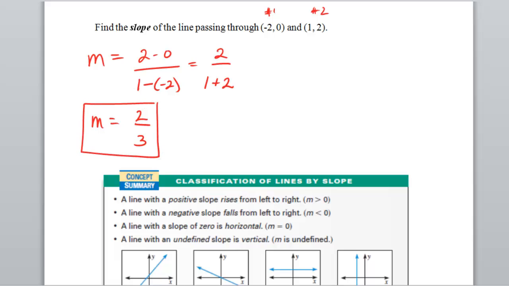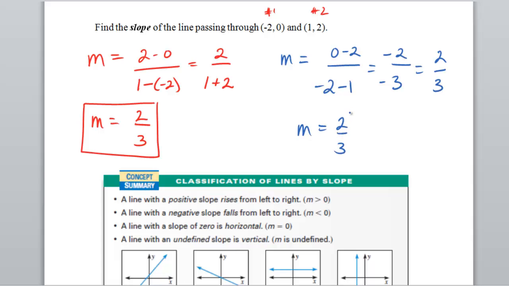Now, if you chose the other route, you may have gone with 0 minus 2, and then you would have had negative 2 minus 1, which would have given you negative 2 over negative 3, and then of course the negatives cancel out, leaving you 2/3. So slope would have equaled 2/3 here either way. Okay, and that's a good quick introduction to calculating slope when given 2 points.